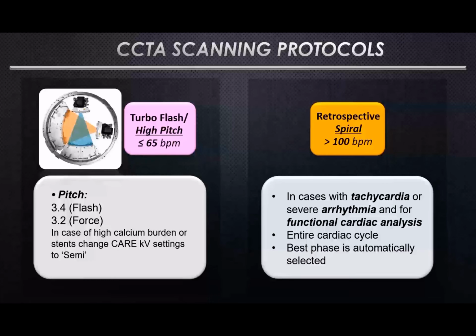Another potential is if you want to do functional cardiac analysis, which will also be covered in a later tutorial. Because you scan the entire heart cycle, like in cardiac MRI, you can define the ejection fraction and all the volumes of the right ventricle and left ventricle, for instance. Also regional wall motion abnormalities you can assess, or valve analysis. However, this has quite a higher radiation dose in comparison to our Turbo Flash high pitch or the prospective scanning protocols.